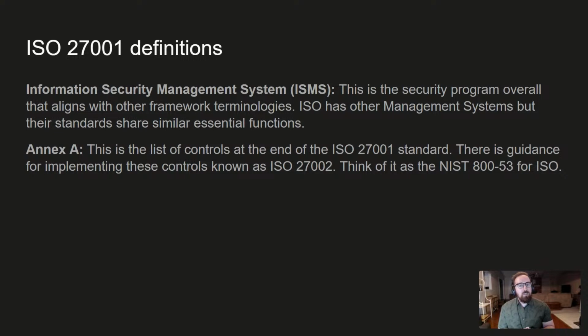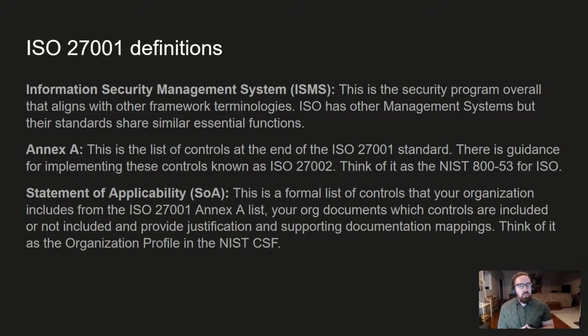Annex A, so this is a list of controls. It's really like a catalog at the end of that standard. There's going to be some guidance recommendations, and we'll go into a little bit more depth on that. I really like to think of it as that 853 for ISO. It's a full list of controls. You may or may not implement them into your specific organization.